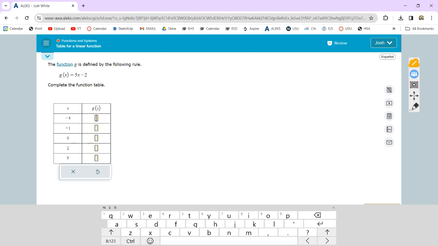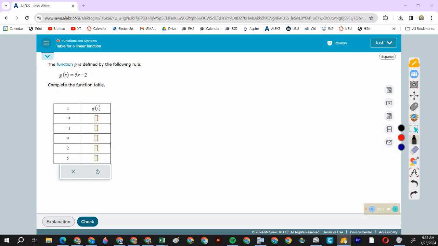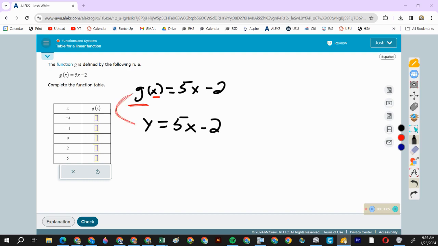So here we're just going to fill out the table, plug in -4 for x. The notation is, g of x equals 5x minus 2. That means we're looking at a function whose name is g, and it's written in the variable x. If you wanted to graph this, you would just replace the name of the function with y. So essentially, those two are the same thing. One is in function notation, and one is just in y equals notation.